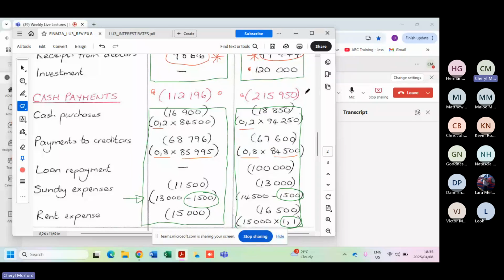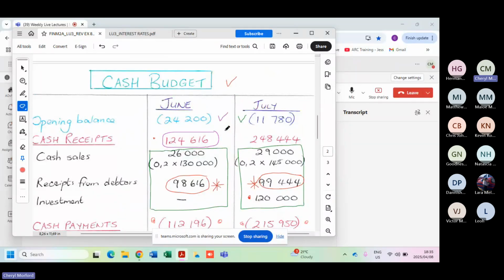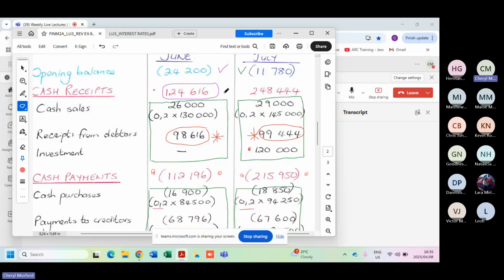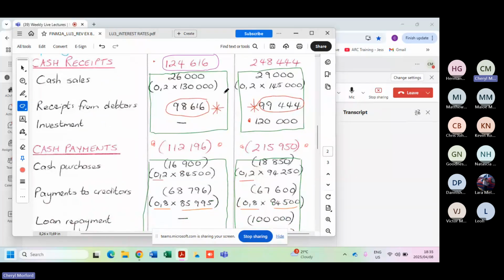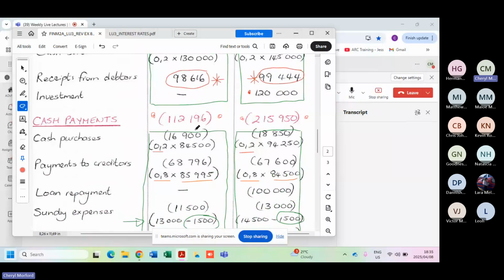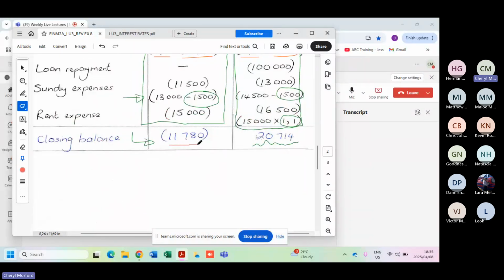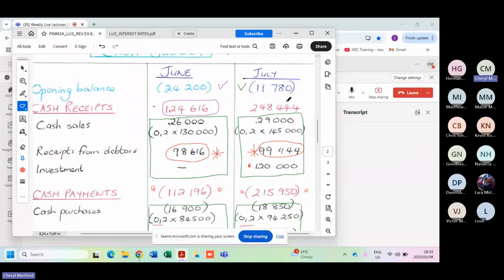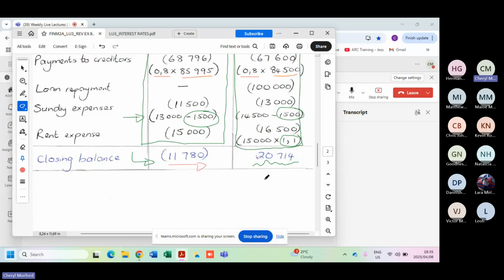Likewise, the 215 for July, then just go with the flow of it again. We kick off June with a negative balance of 24,200. We add a positive receipts of the 124,616. We minus a total of 112,196, ends minus 11,780. Begin the following month with that. Do the same thing. Add the total of the receipts minus the total of the payments gives us the closing balance of a positive 20,714. And there you have it.